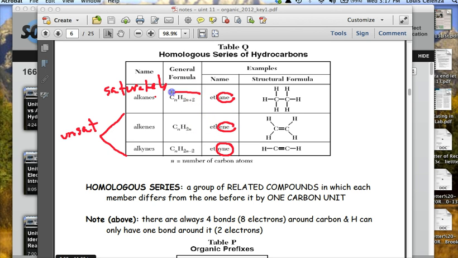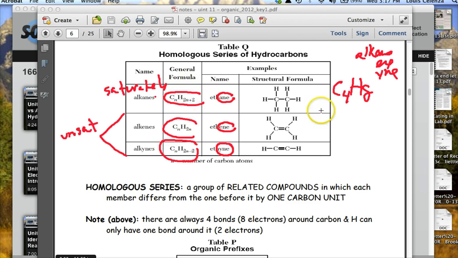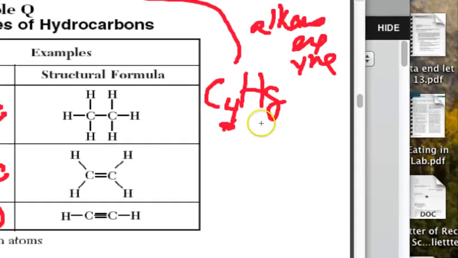Second is the general formula. Obviously, it doesn't have to be memorized because they're here, but you do need to know how to use it. Now, how would you use these? Well, if I gave you this compound, C4H8, and asked you, is it an alkane, alkene, or alkyne, how would you know that? The way you would do that is by using the general formulas, where the n is the number of carbon atoms. So in each of these, you're going to plug 4 in for n. So n equals 4.